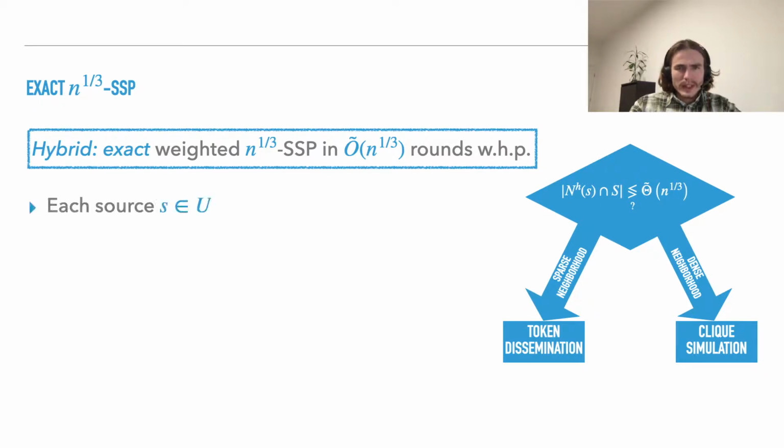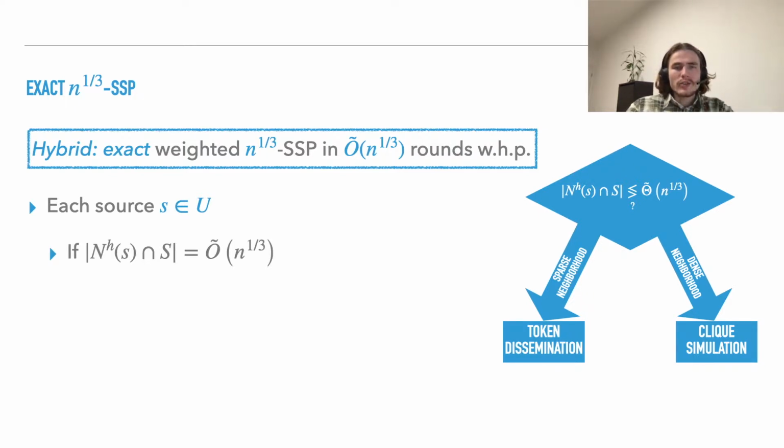We start by building a skeleton graph and computing RSSP from the set of skeleton nodes. Then for each source node we branch according to the density of its neighborhood, which is correlated to the number of skeleton nodes in its neighborhood. We aim for each skeleton node to learn the distance from this source. Then this will allow all the nodes to compute the distances to this source using the properties of the skeleton graph.